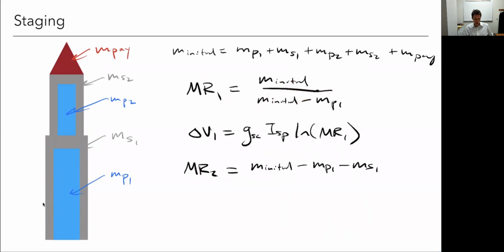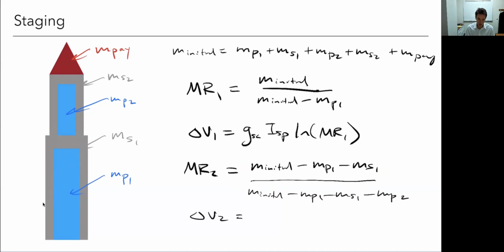But when I start the second stage and I'm burning, that's gone, right? The structure is gone. So my initial mass doesn't include that, okay? So now I've got M initial, minus MP1, minus MS1, minus MP2. So then the velocity change for that second stage is going to be GISP times the natural log of that mass ratio. And the total velocity I achieve is the sum of both of those.